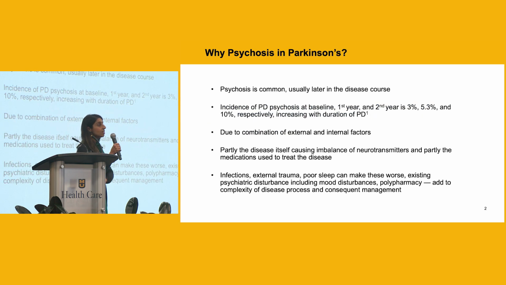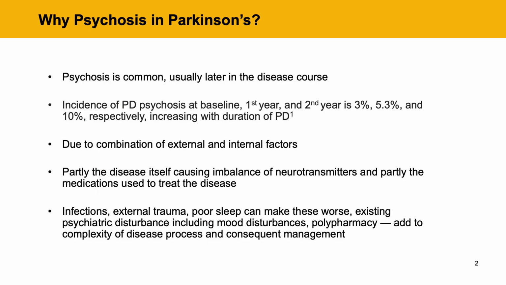All right. So like I said, psychosis is common, but usually occurs later in the disease course. The incidence of Parkinson's disease psychosis at baseline, basically at the time that somebody is diagnosed with Parkinson's, and in the first year and second year varies. At baseline, it is about 3%. About the first year, it's about 5%. And then the third year, it is about 10%.